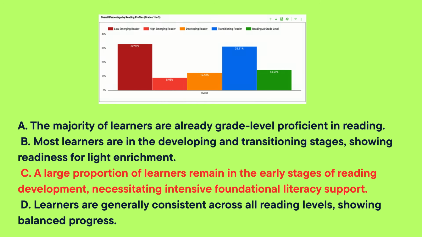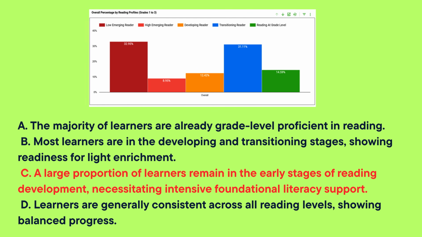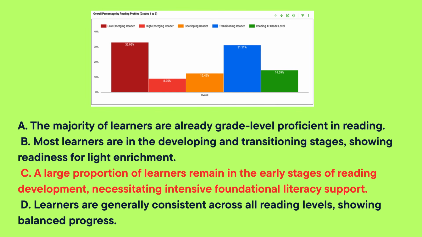What do you think is the correct answer? Correct answer, C. Rationalization. C is correct. 41.9% of learners, 32.95% low emerging plus 8.95% high emerging, are in the early stages of reading, indicating a critical need for early grade literacy interventions. A is incorrect.